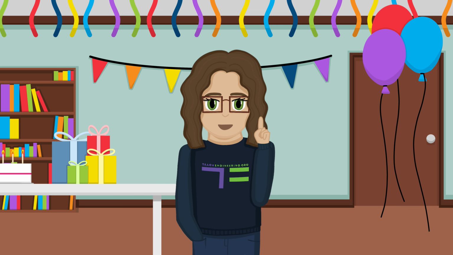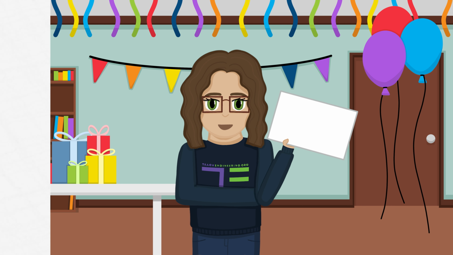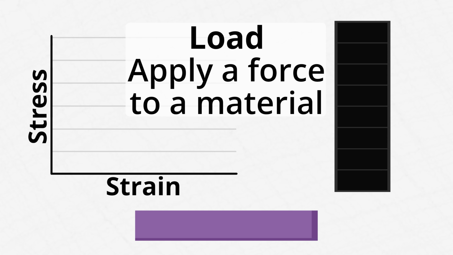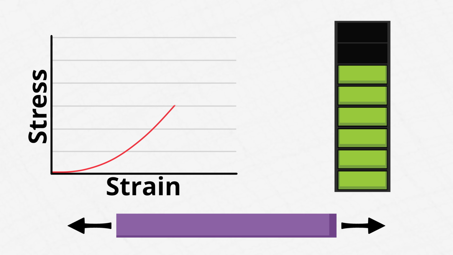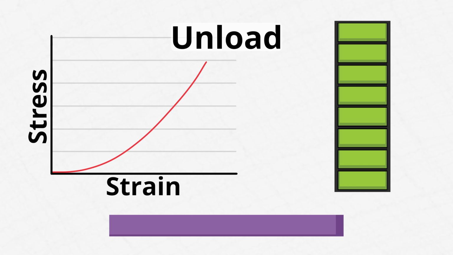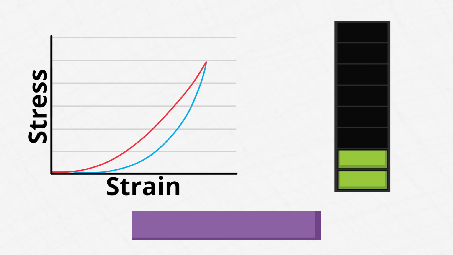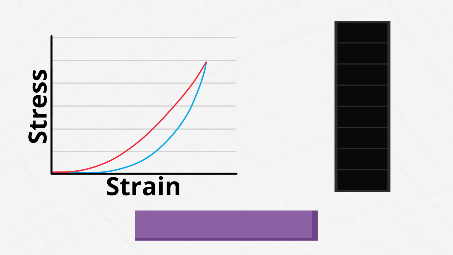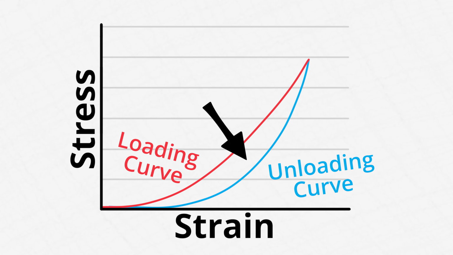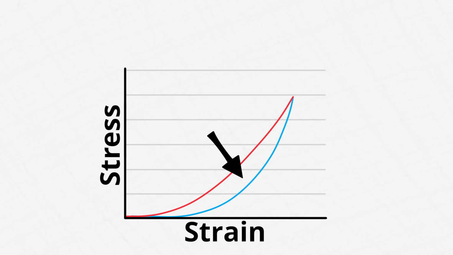There's one more factor for us to look at: how many times a force is applied and removed. When you load a viscoelastic material, or apply a force to it, that material stores energy so it can later return to its original configuration. When you unload it, or release that force, the material uses up the energy to return to its original configuration. But hold on. Do you see that weird gap between the loading and unloading curves on this graph? That's a special feature of viscoelastic materials called hysteresis.